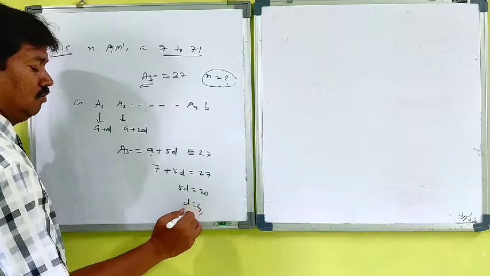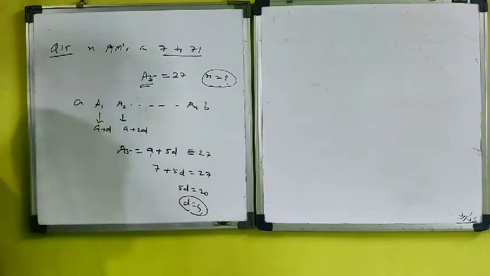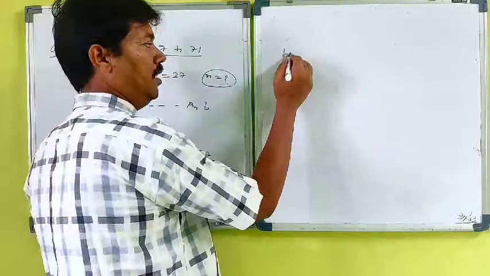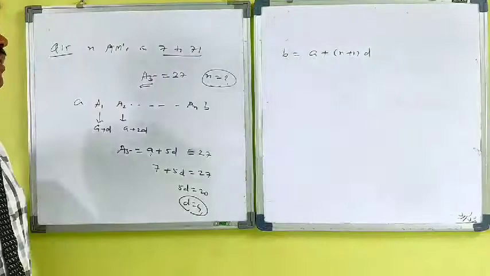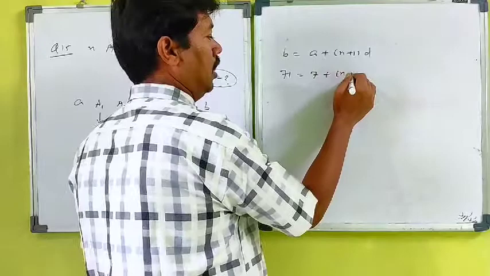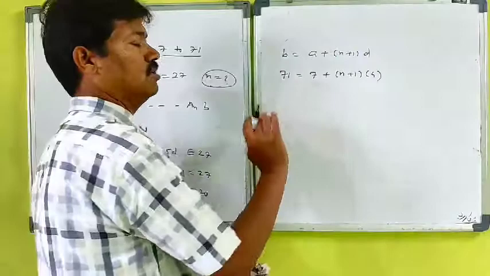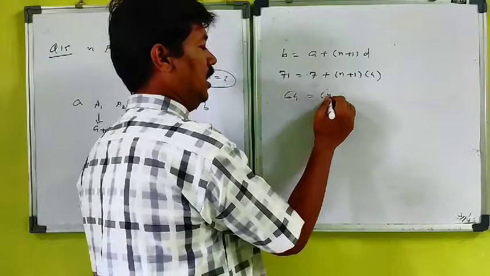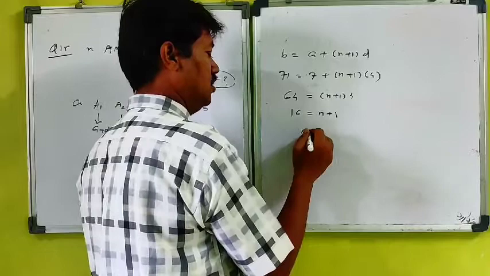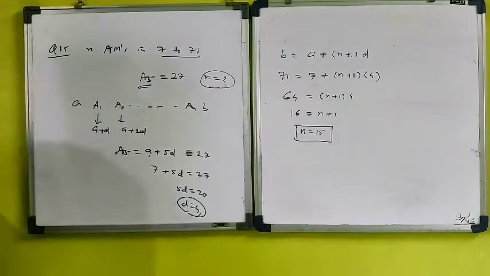Once we get this, we can say that b is equal to a plus (n plus 1)d. And b is nothing but 71, and a is 7, (n plus 1) into 4. So 71 minus 7 becomes 64. Divide 64 by 4: 16 is equal to n plus 1. So n is equal to how much? So the number of insertions n is equal to 15. I think everybody understood this one.